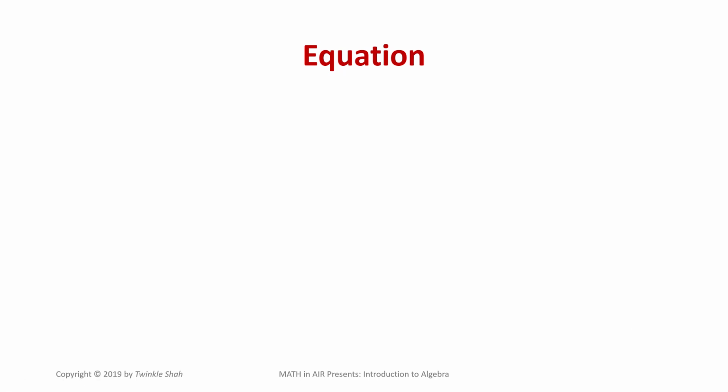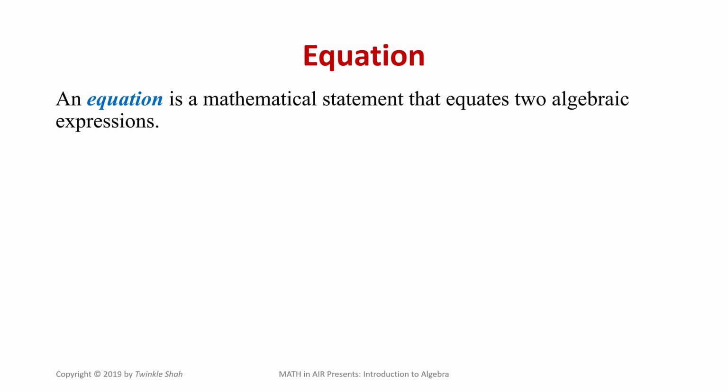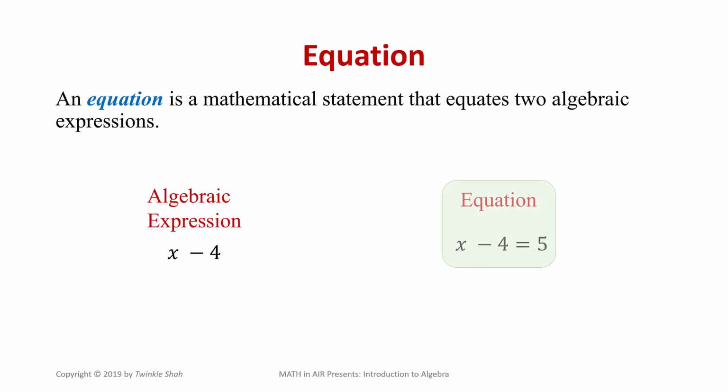Let's look at the definition of equation. An equation is a mathematical statement that equates two algebraic expressions. For example, here is an algebraic expression x minus 4. We can equate this algebraic expression to a constant value to write an equation. For example, x minus 4 is equal to 5.